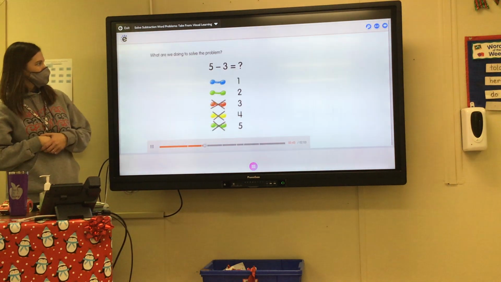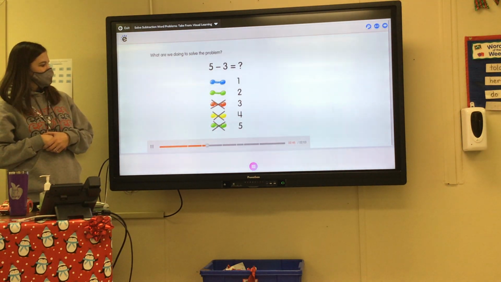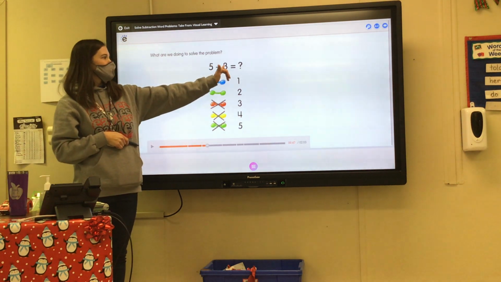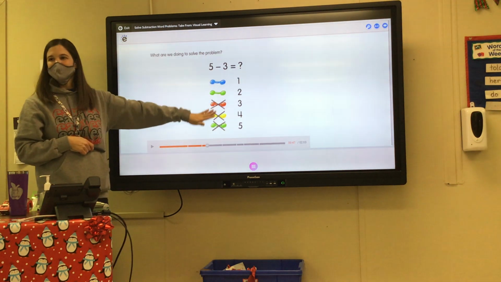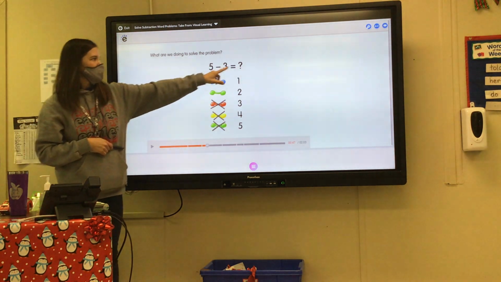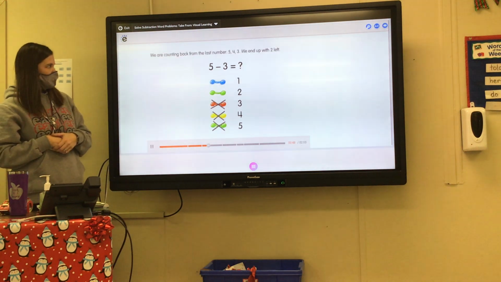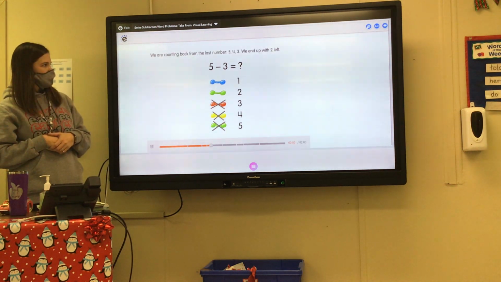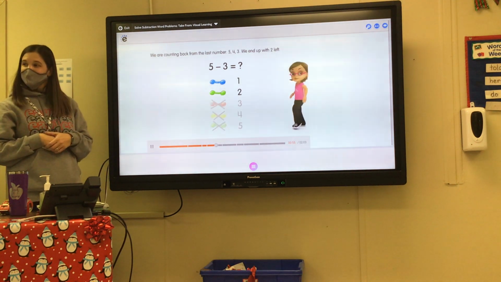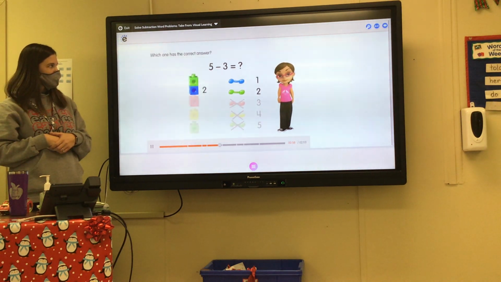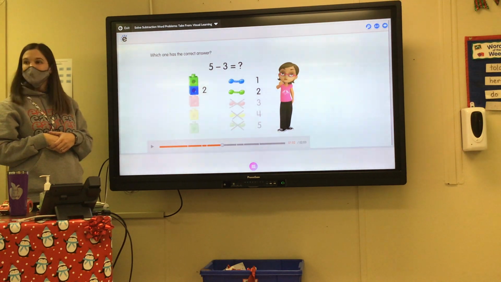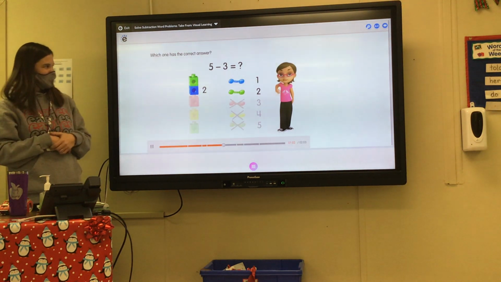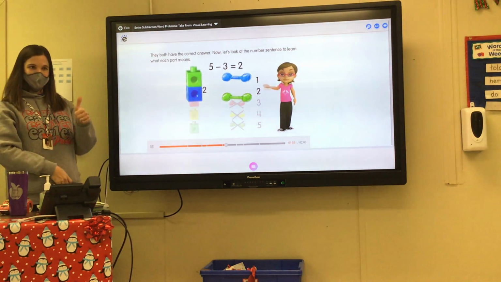Alright, here we go. What are we doing to solve the problem? 5 minus 3 equals, we're taking away how many? 3, and we know that there's 2 left. We are counting back from the last number. 5, 4, 3. We end up with 2 left. Which one has the correct answer? They both have the correct answer.